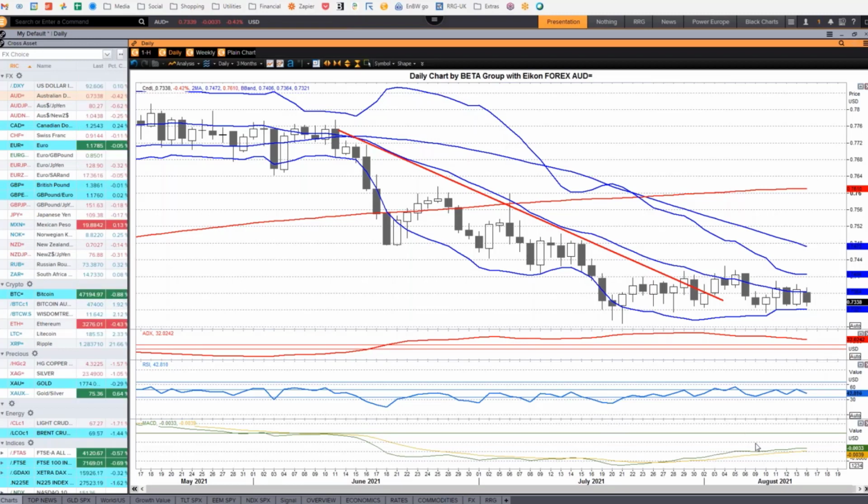Yes, the MACD is a bit bullish, but the RSI is really hovering around the middle as we churn away sideways. But it's a very narrow range, so we're lucky to have a very clear breakout point.